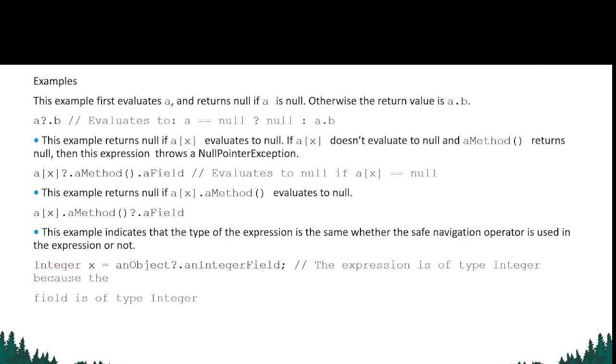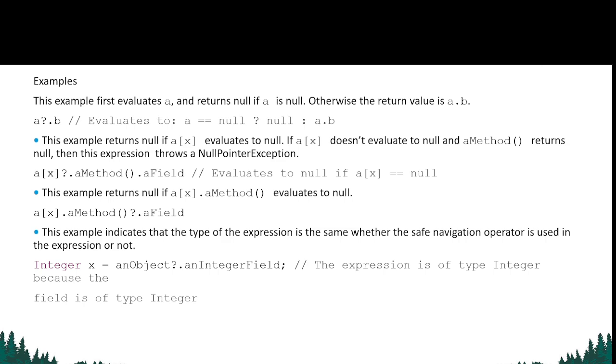We have a different example, where ax is evaluating to null. If ax is not evaluating to null, then a different method will return a null value, and then the expression which is defined will throw a null pointer exception. So here the example is ax ternary operator, a method, then dot a field. This will definitely evaluate to a null value if ax is declared as null.